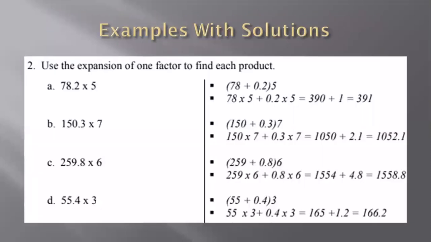Use expansion of one factor to find each product. So 78.2 times 5. So 78 plus 0.2 in brackets times 5. So 78 times 5 plus 0.2 times 5 is 390 plus 1 equals 391. Again, 150.3 times 7, 150 plus 0.3 in brackets times 7. So 150 times 7 plus 0.3 times 7. Remember, BEDMAS, the multiplication comes before addition. So make sure you do the multiplication first, then you add. So 1,050 plus 2.1 answers 1,052.1.